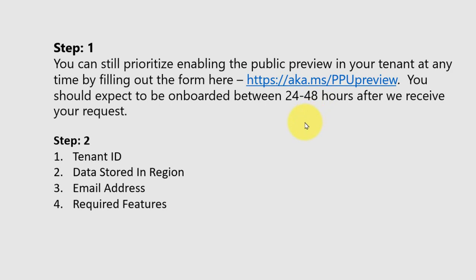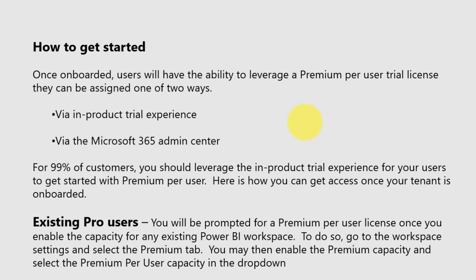Once it is done, you will get an email, or else you can check this in your Power BI Pro as well. So once onboarded, users will have the ability to leverage a premium per user trial license. It can be assigned in one of two ways: via the in-product trial experience or via the Office 365 Admin Center. For 99% of customers, you should leverage the first option, the in-product trial experience, for your users to get started with premium per user. Here is how you can get access once your tenant is onboarded.